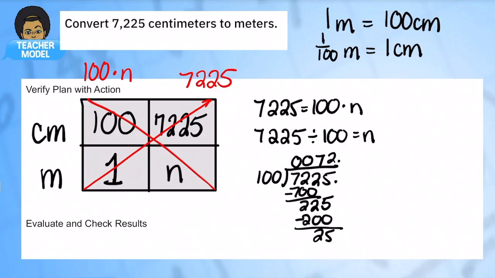I need to keep going, so I'm going to have to add a decimal. Remember, put a decimal both inside the house and up top in your quotient. So it's in my dividend, it's in my quotient, and I have another 0 now. I'm going to add another 0, and I have 500. So I converted, and I get 72 and 25 hundredths. So there's one way to do it.